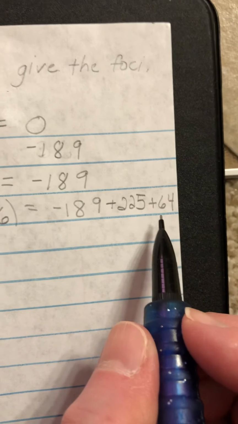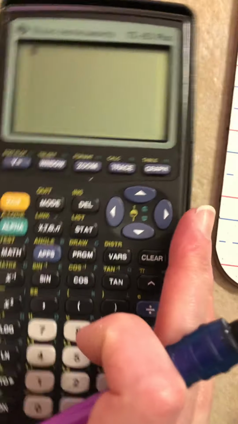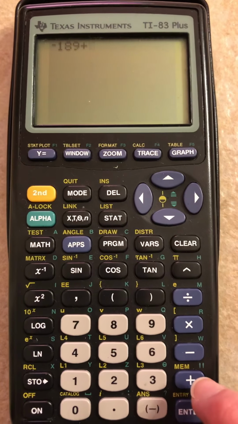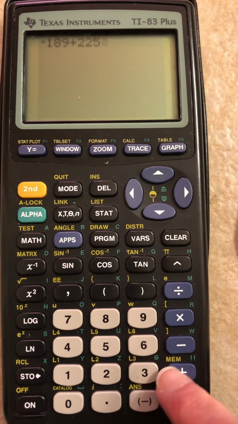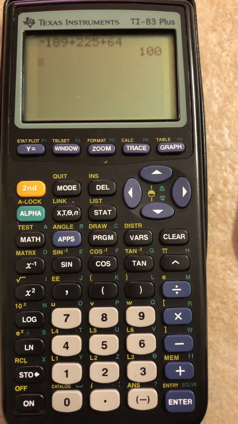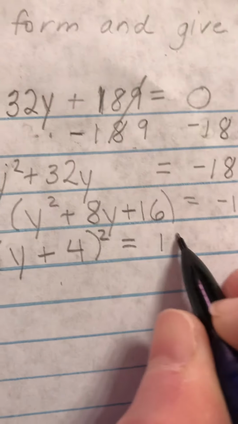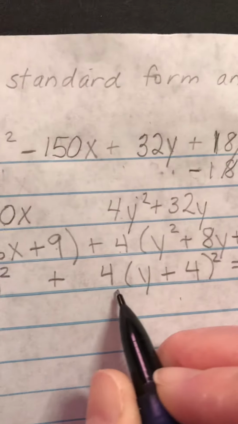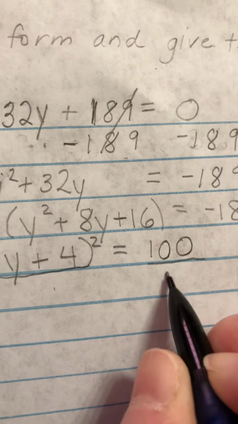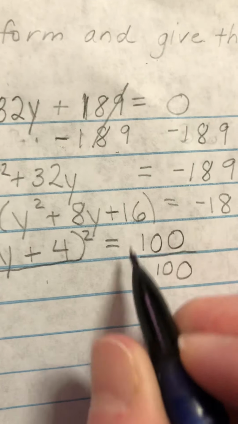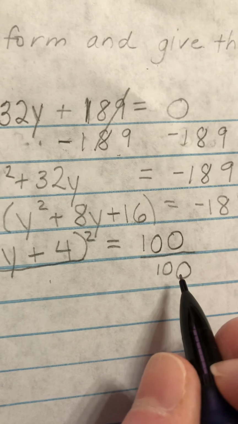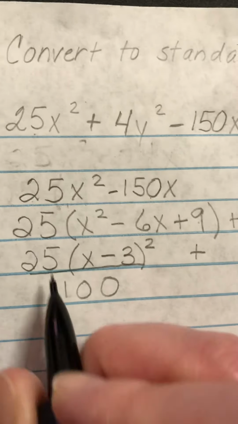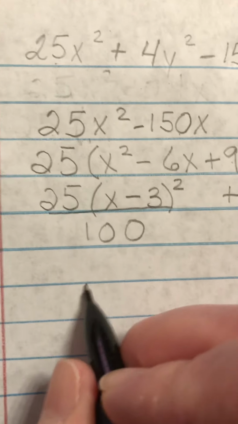And then I need to do the arithmetic here. So I have negative 189 plus 225 plus 64. And that's 100. Then I want to divide the entire equation by 100 because I always want to have a 1 here. So whatever this number is, that's what you're going to divide by to make 1. So divide by 100, distribute the division, put this into lowest terms. That's 1/4.